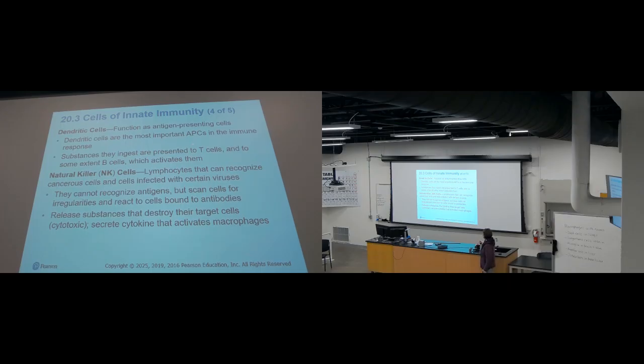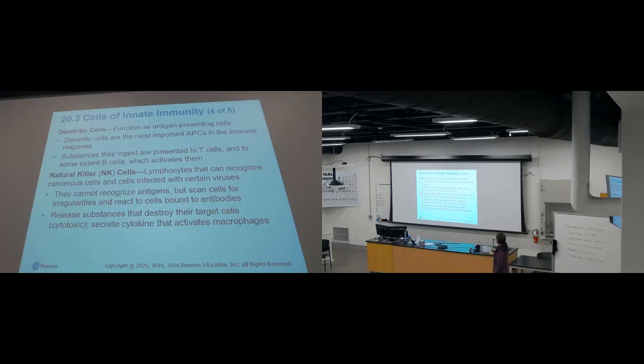Now, the dendritic cells, they are the most important APCs, antigen-presenting cells, and they are found in the skin, and they're called like the Langerhans cells, but also they are highly present in the lymph nodes. So they ingest these antigens and present them to T cells and to some extent to B cells so that they can become activated. And then with these substances that they ingest, they can bridge the innate immunity with the adaptive immunity.